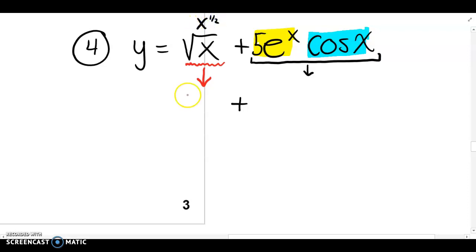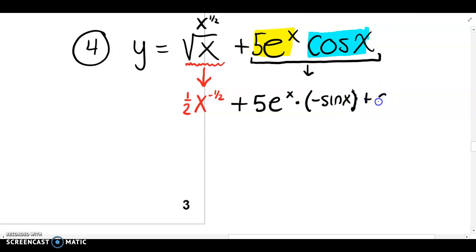And so when I take that derivative, I'm going to get 1/2 x to the negative 1/2. We'll simplify that in a moment. Then I have my plus, and then over here, now I get to use my product rule. So left d right plus right d left. So left d right, so that's negative sine. Let's watch our signs. Left d right plus, and then we have our right d left. In this case, that's just going to be 5e to the x. E to the x's derivative is, of course, itself.